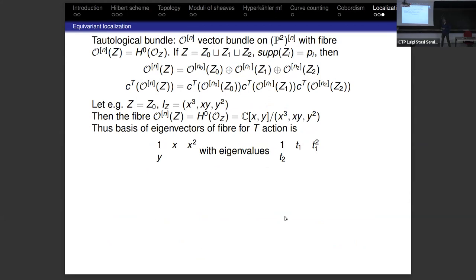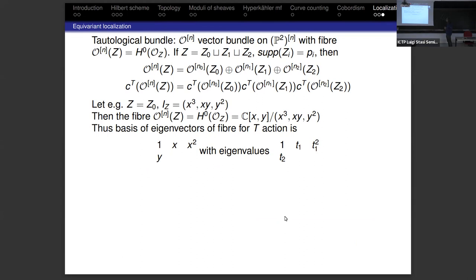Now comes the slightly more general thing. Because we want to do this for these tautological bundles and for the tangent bundle, we have to know what the action is. So I will very briefly sketch this out. Let's take O^[n], the vector bundle corresponding to the trivial bundle, a vector bundle for n, whose fiber is just the structure sheaf of the subscheme.